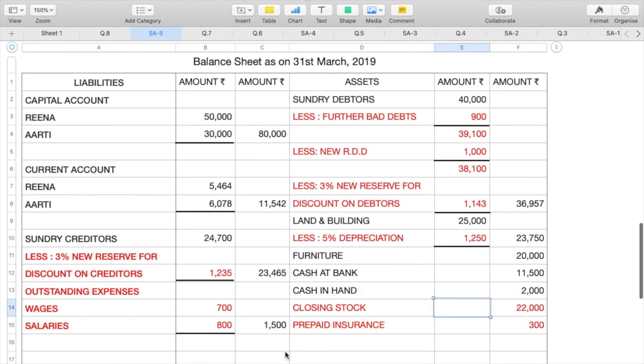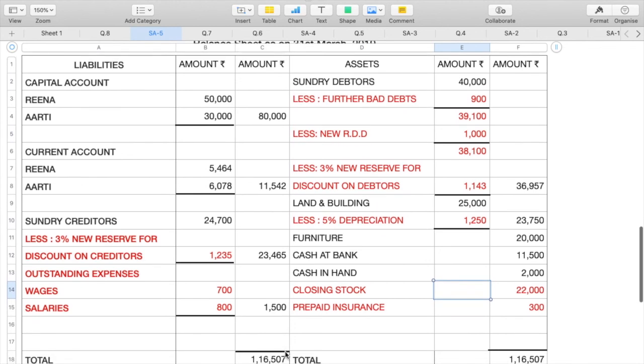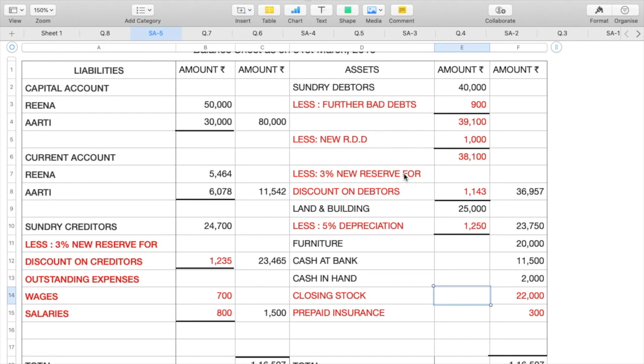You can check the balance sheet also over here, right? Balance sheet as on 31st March 2019, and see all the effects and adjustments are done over here, right? And the total you will get is 1,16,507. Okay, I'm not discussing much of the solution now because I've already discussed the question.